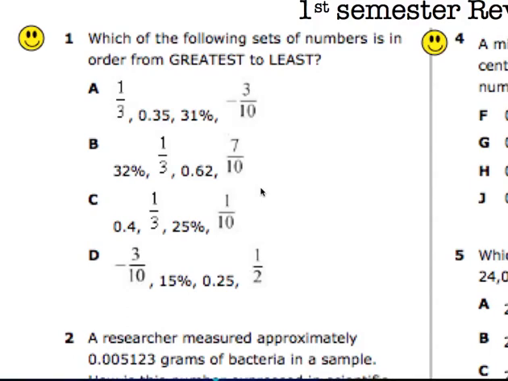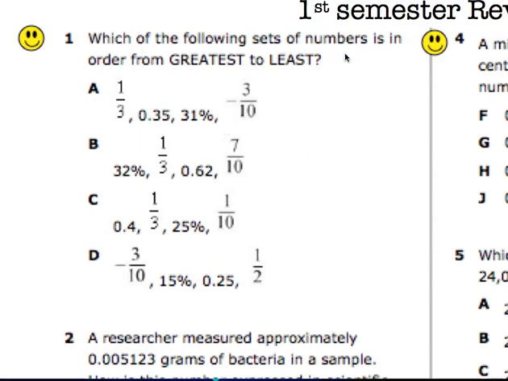Our first semester review, part 1. In order to review for the semester's worth of material, I'll only cover a few of the problems. Try working the rest out on your own. We will do problem number 1 from unit 1.